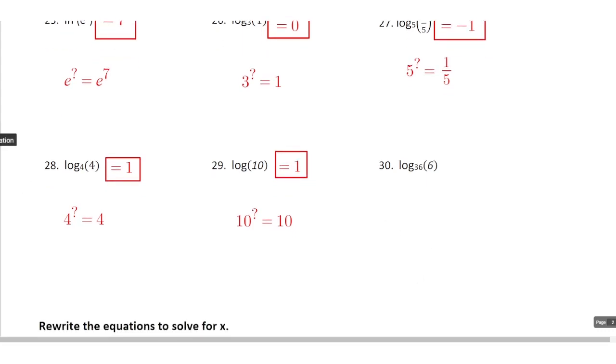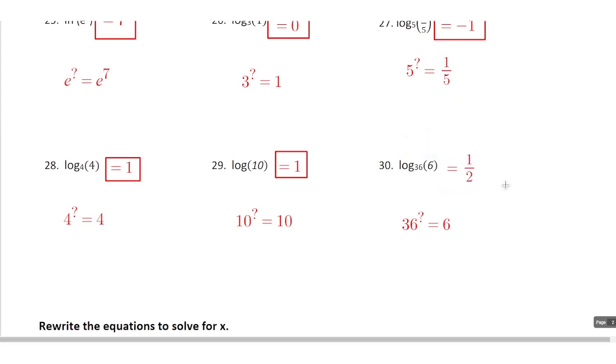Number 30, we've got log base 36 of 6. Now, this might throw you off at first because our power is smaller than our base. So 36 to what power is 6? Now, you might notice that the square root of 36 is 6. Whenever you take the square root of a number, that is equivalent to raising it to the 1/2 power, and that's going to be our answer for number 30.